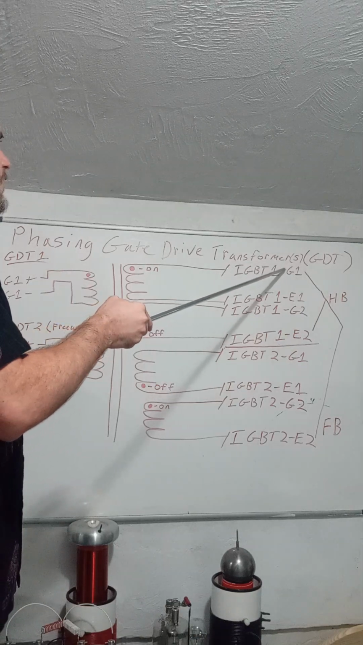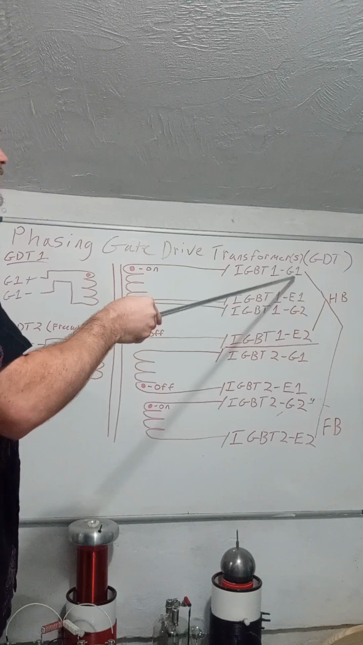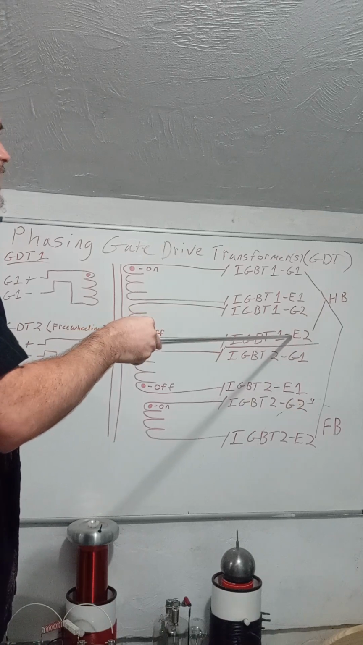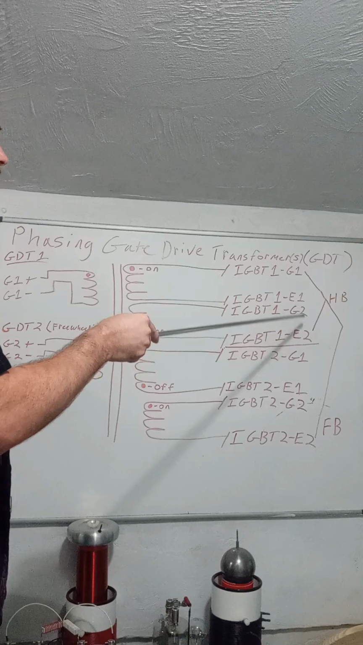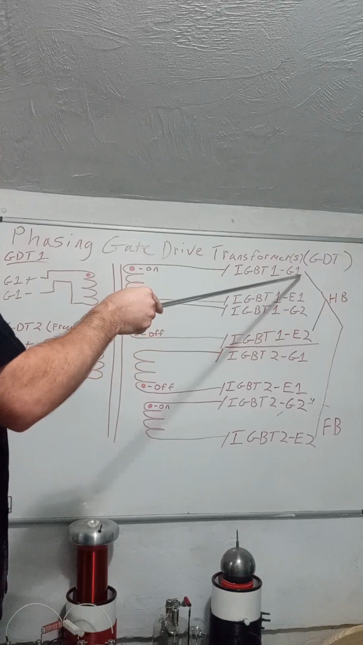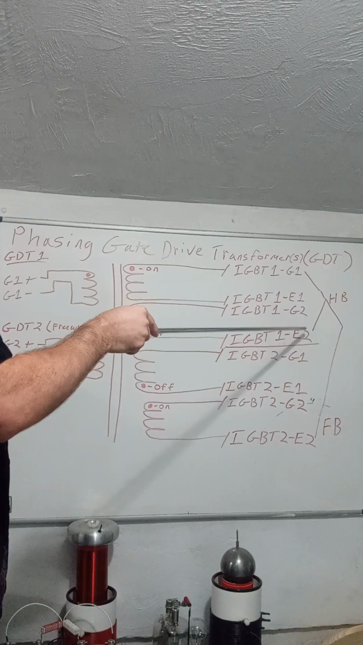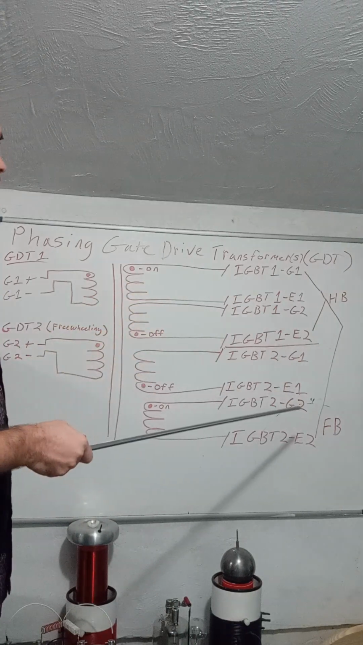On IGBT1, at your gate and emitter 1, you're going to have one wire connecting to those two inputs. And same with gate 2 and emitter 2. You're going to have one other wire that has two outputs connected to those. And that's where your phasing happens, at G1 and E1, which is separate from G2 and E2 for a half bridge. Now for a full bridge, you're going to have 5 wires.